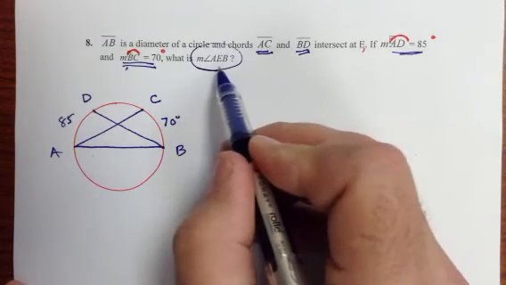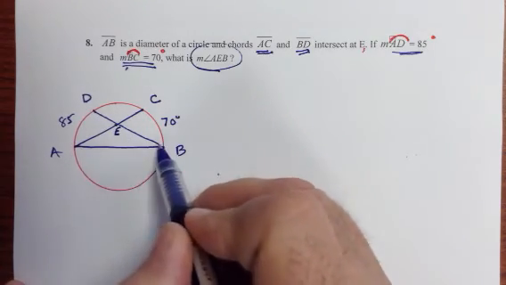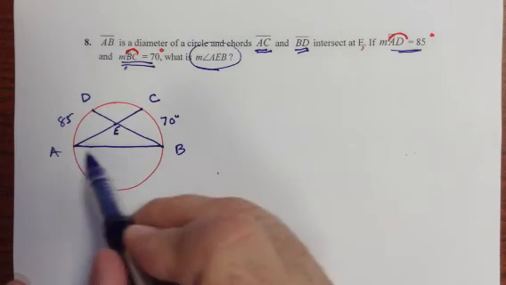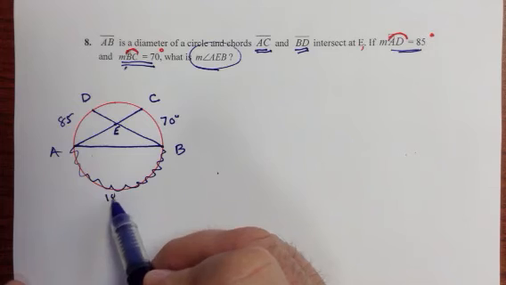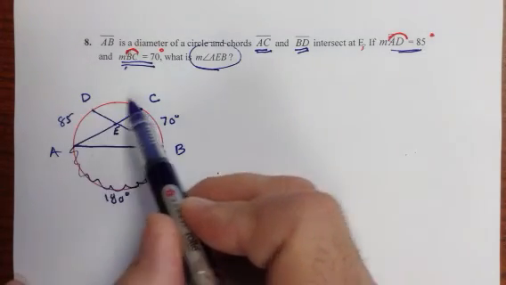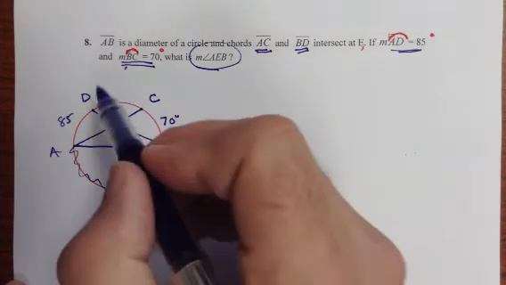There's two ways to find this. I want to find the measure of angle AEB. So let's do the quickest way. If AB is a diameter, then this arc here is a semicircle. And we know that 85 plus arc DC plus 70 is also a semicircle. So 85 plus 70 is 155. If I subtract that from 180, I get 25.